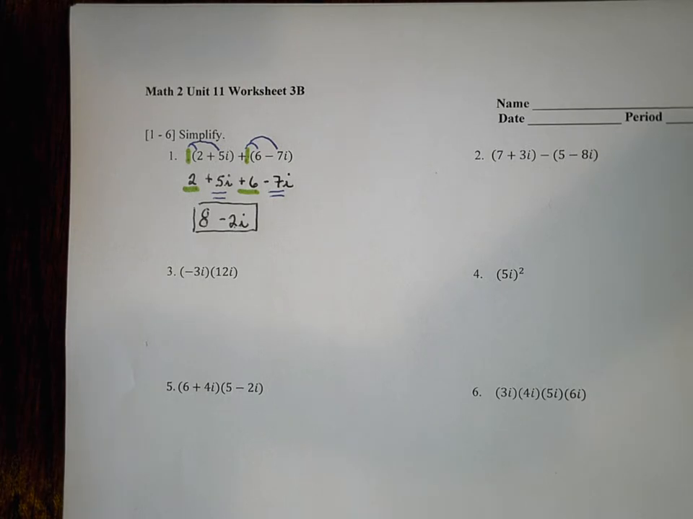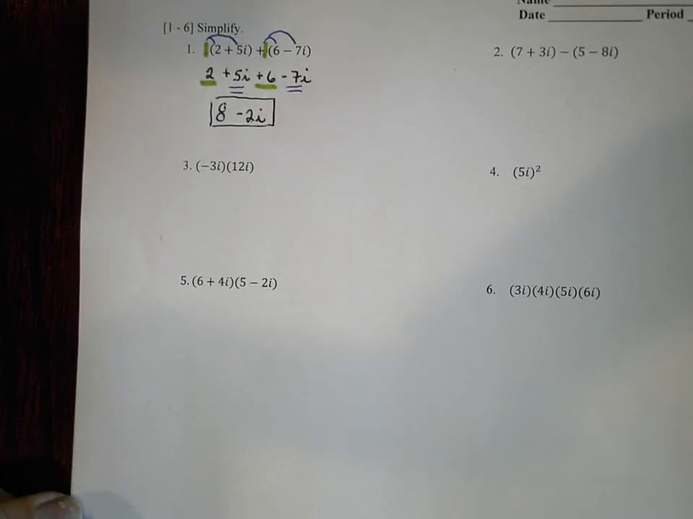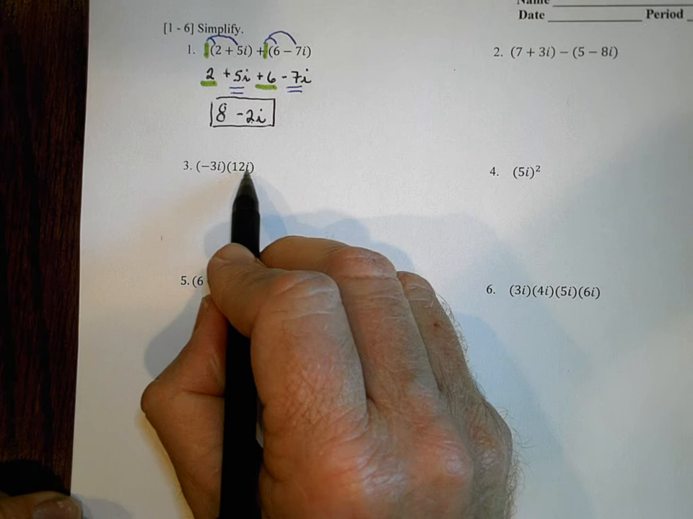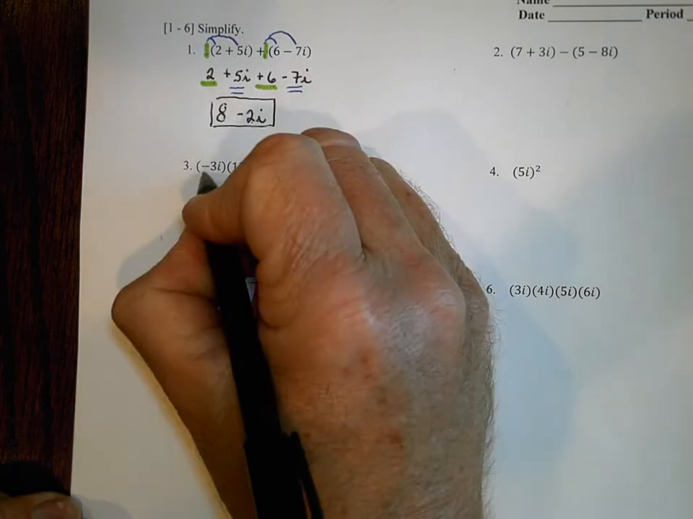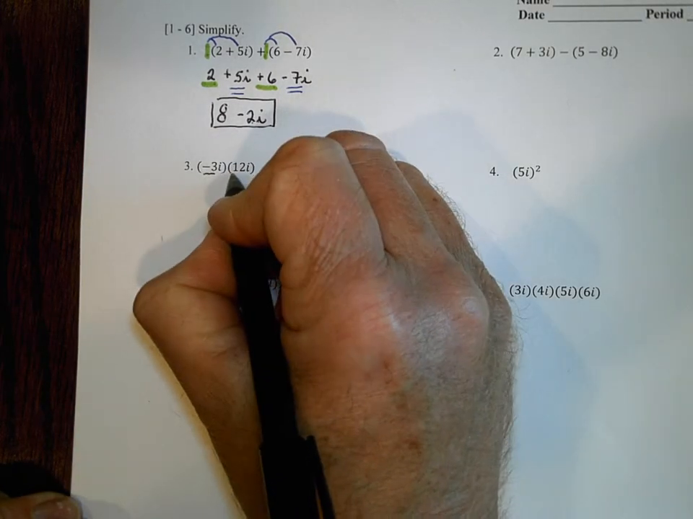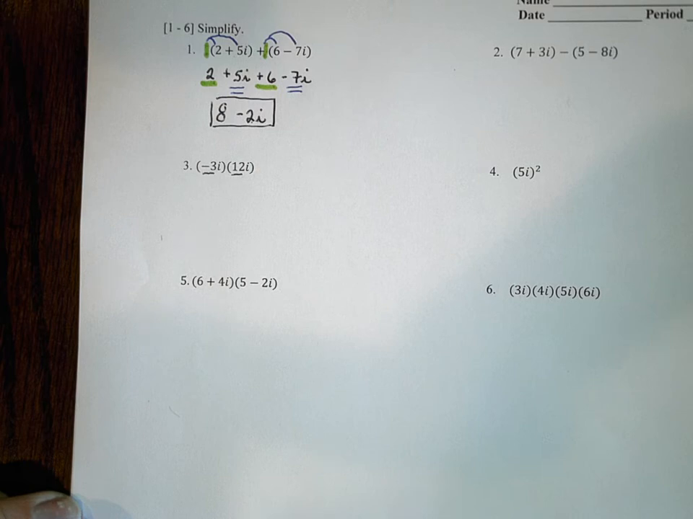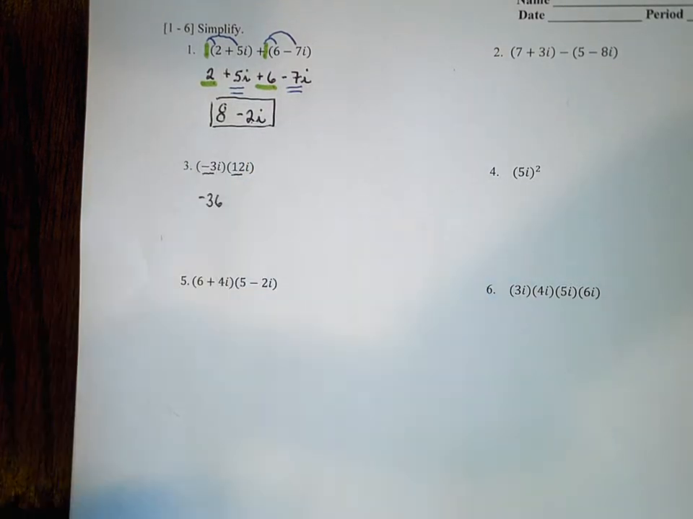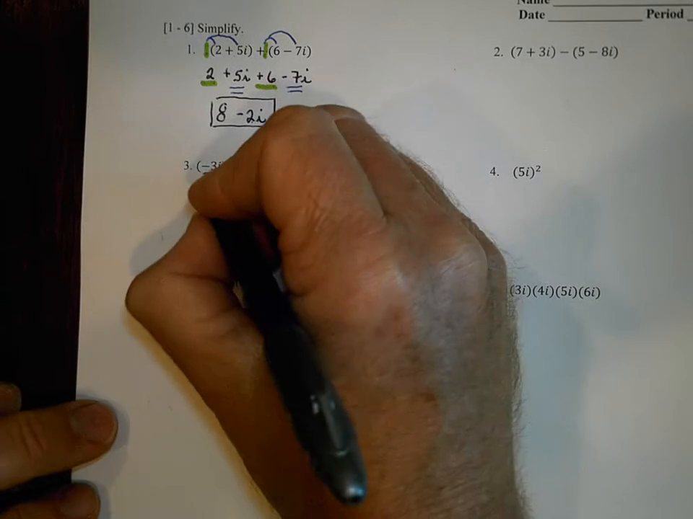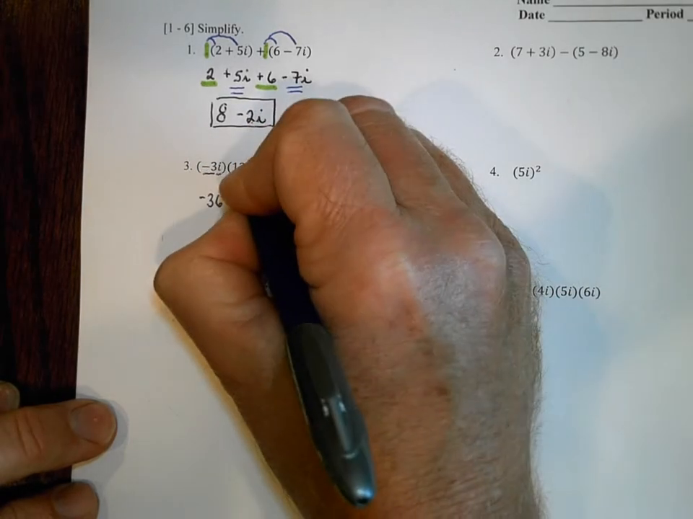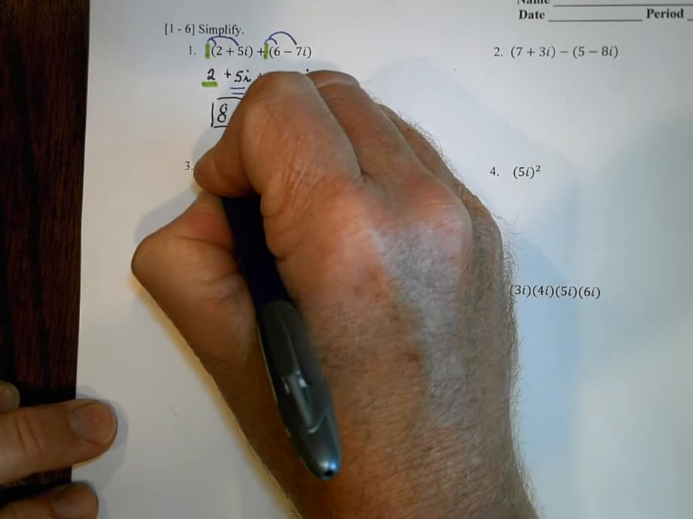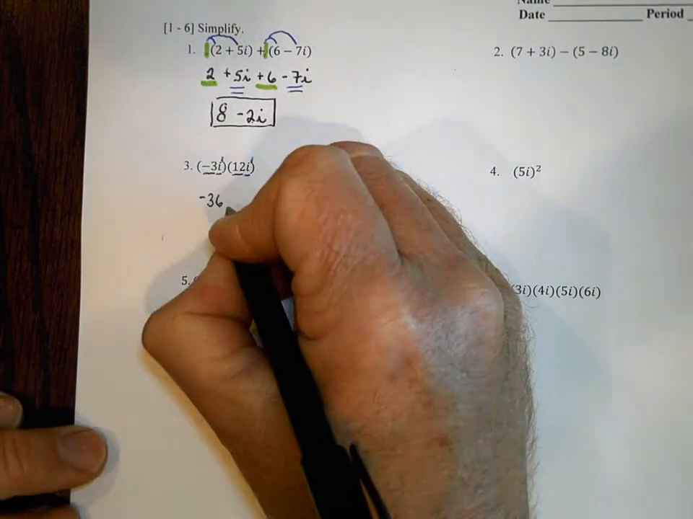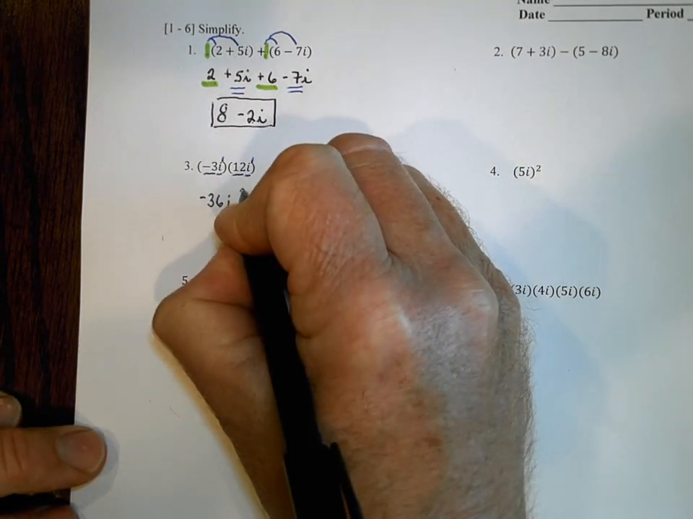Okay, all right, number 3, the next problem would be number 3. We're multiplying now negative 3i times 12i. So the first thing we do is we multiply the coefficients, the numbers in front of the i's. Negative 3 times 12 gives me negative 36. And then the second thing we do is we're going to multiply the i's together. So what's i times i? Remember, each of these i's have an exponent of 1. So you multiply them together and you get i to the second power.